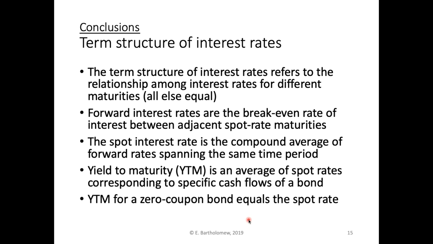Yield to maturity, now that's going to be on a bond with multiple cash flows, is the average of the spot rates corresponding to specific cash flows of a bond. Of course, the yield to maturity on a zero coupon bond with a single cash flow would be equal to the spot rate, but in every other case they in general won't be equal. And then finally, as I just mentioned, yield to maturity for the zero coupon bond equals the spot rate.